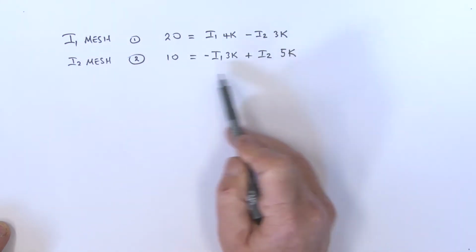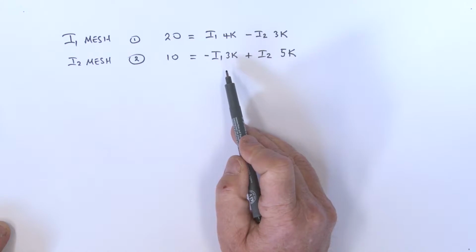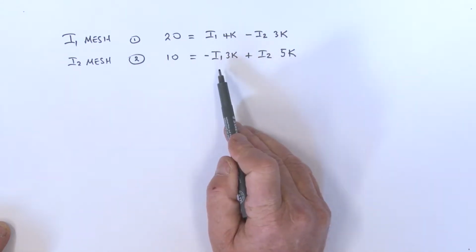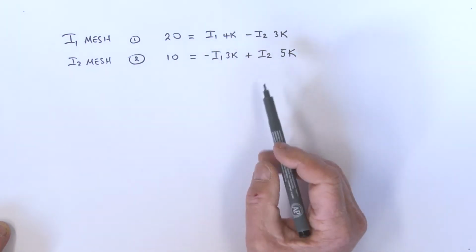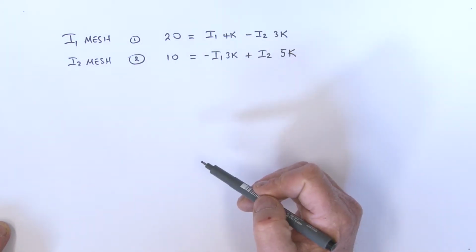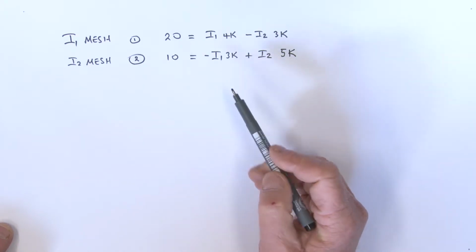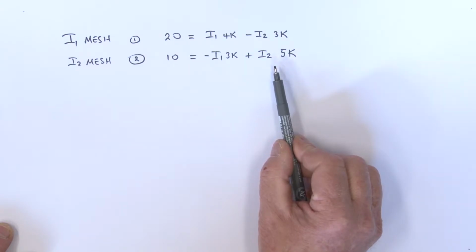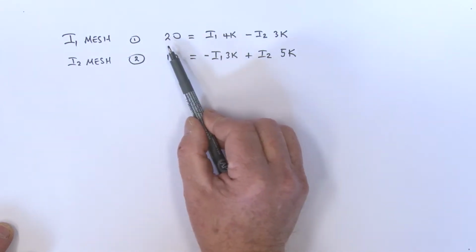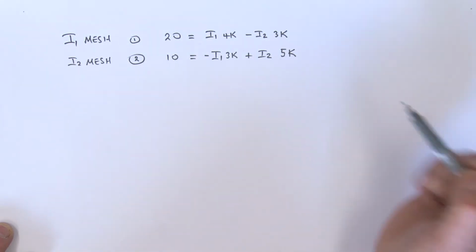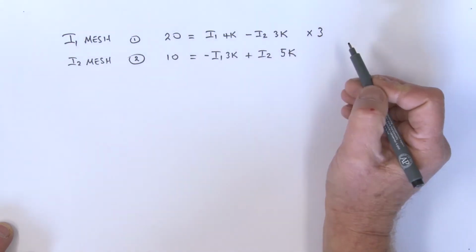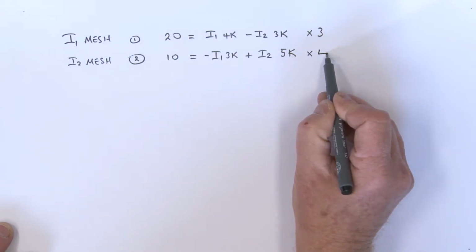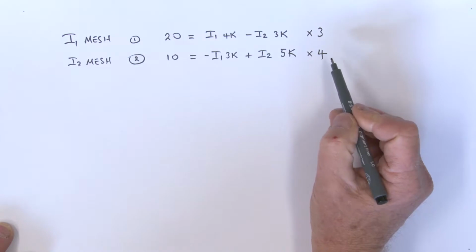Now, you could use whatever technique you want to find I1 and I2. You may be able to use your calculator to actually do that. If we were going to do it using a simple mathematical approach, we could look at these two equations and see what we could eliminate. If I multiply equation number 1 by 3, and multiply equation number 2 by 4, let's see what we would get.